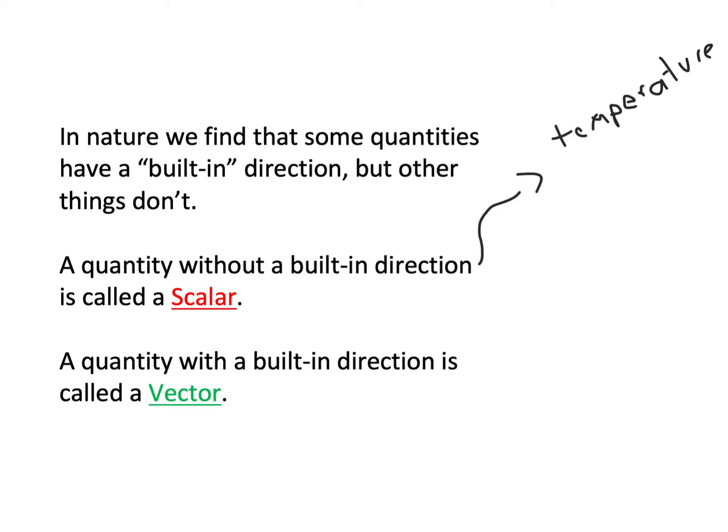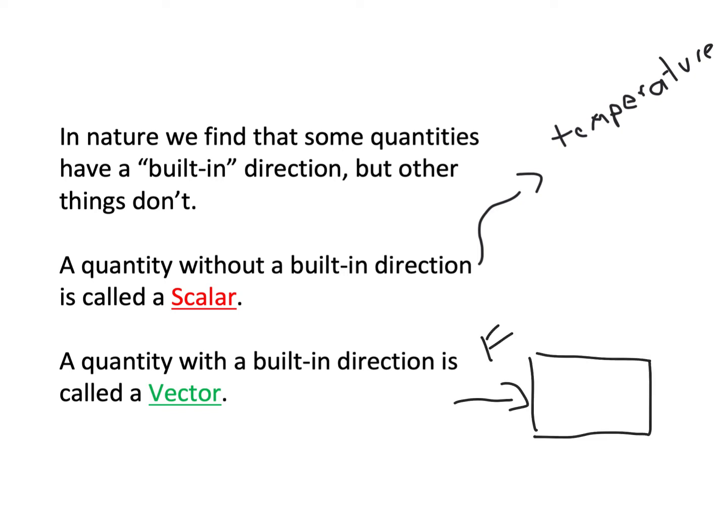So one example of a scalar quantity is temperature. Temperature does not have a built-in direction to it. So if I asked you what the temperature in the room was, you would say something like it's 72 degrees Fahrenheit. You wouldn't say it's 72 degrees Fahrenheit to the left. It doesn't make any sense to say that temperature has a direction.